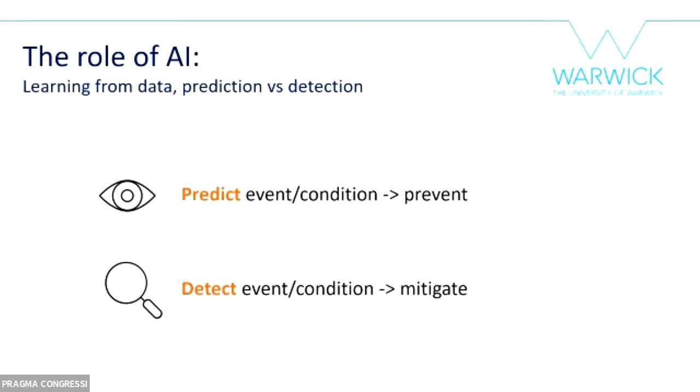So now looking at the role that AI plays, I want to raise an important distinction between using AI to predict a condition or event and using AI to detect it. If you're seeking to predict, you're using information you have to say whether something is going to happen in the future. But if you're detecting the event or condition, your setup is aimed to know when it is happening in the present.